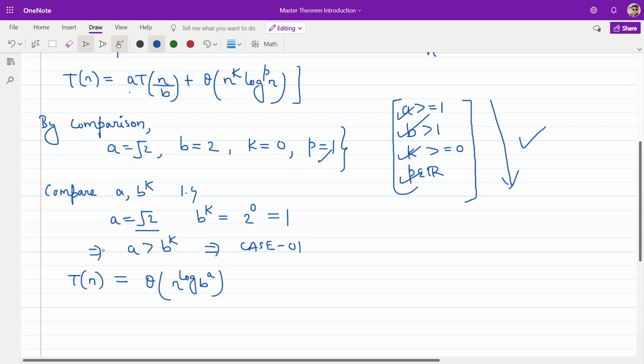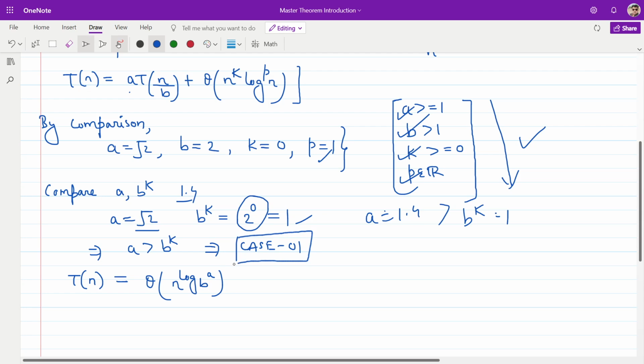Okay. So in the next step, we will be comparing the value of a with b raised to the power k. So we know that the value of a is equal to root 2, that is roughly 1.4. Okay, and the value of b raised to the power k is equal to 2 to the power 0. I'm simply putting the values for b and k, and what I get is b raised to the power k is equal to 1. So by comparison, what we find out is that the value of a, that is 1.4, is greater than the value of b raised to the power k, that is 1, right? So this means the problem conforms to case 1.